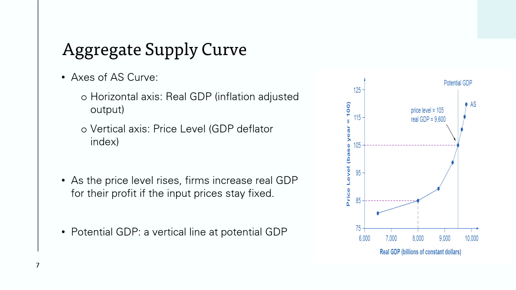When we graph the aggregate supply curve, real GDP is on the horizontal axis and the price level is on the vertical axis. As the price level rises, firms generally increase real GDP to capture more profit. You will also see a vertical line representing potential GDP, which we will discuss as the economy's full capacity.